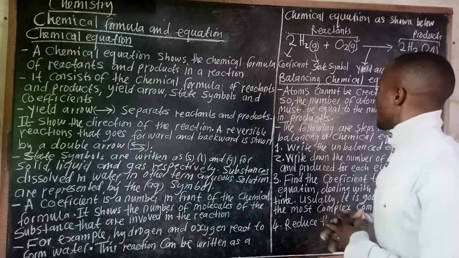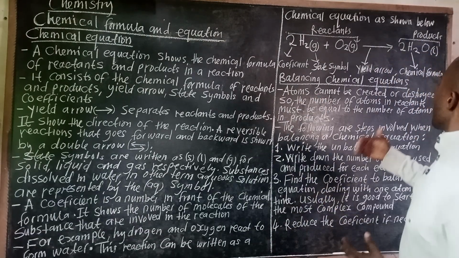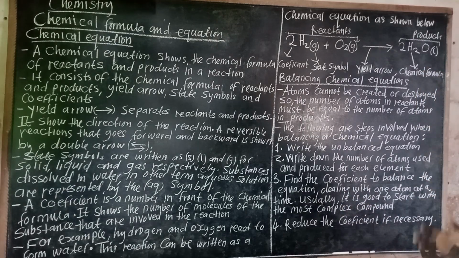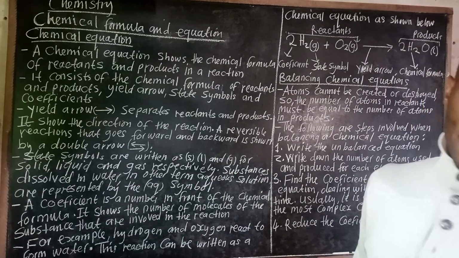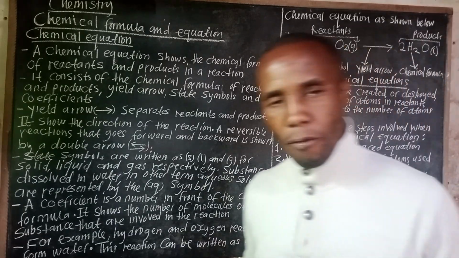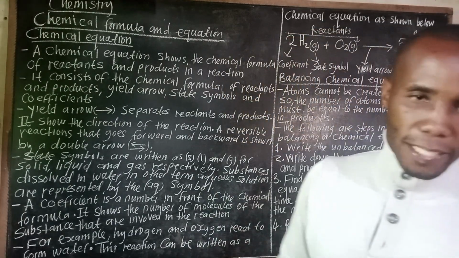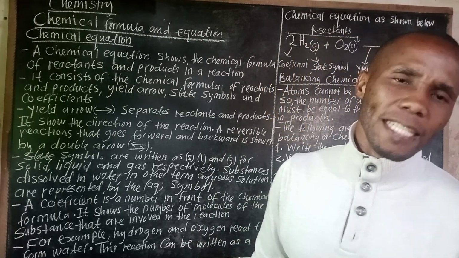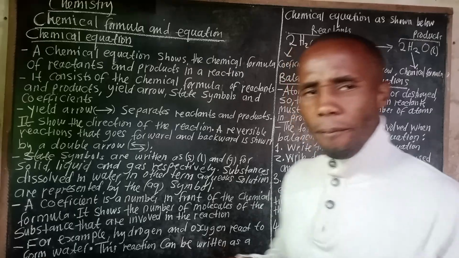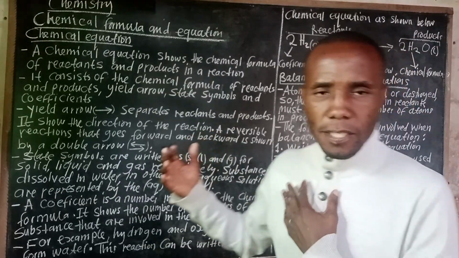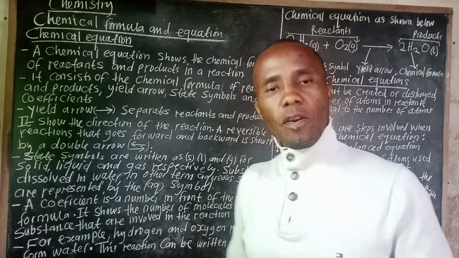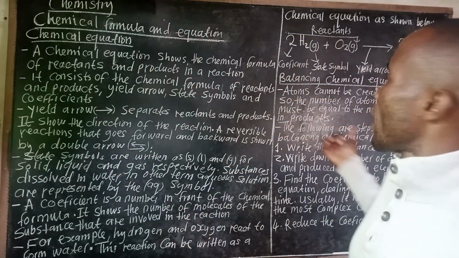So the first point is atoms. Atoms cannot be created or destroyed. So the number of atoms in reactants must be equal to the number of atoms in products. So as you may be aware, atoms cannot be created. That is point 1. Then atoms cannot also be destroyed. Therefore, the number of atoms that are found in the reactant should tally or should be equal to the number of atoms that are found in what?